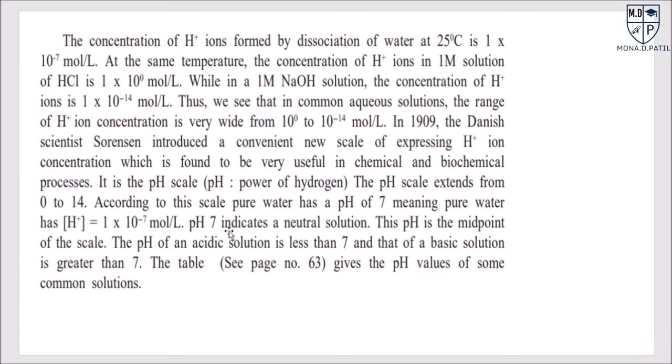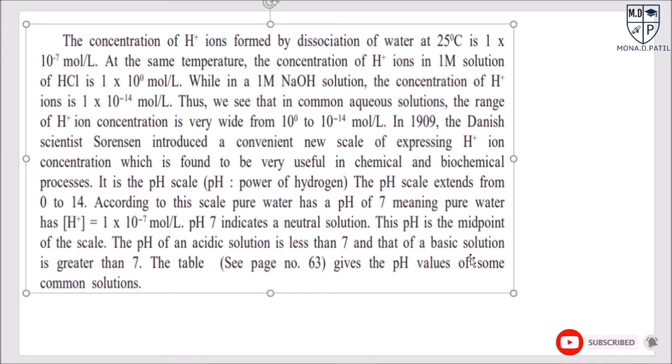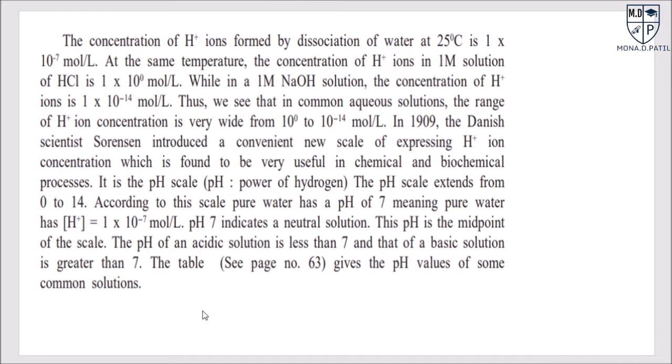pH 7 indicates a neutral solution. This pH is the midpoint of the scale. The pH of an acidic solution is less than 7 and that of a basic solution is greater than 7. The table gives the pH values of some common solutions that we have just observed.